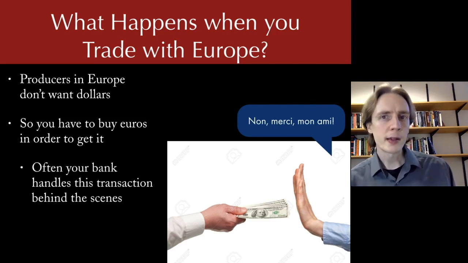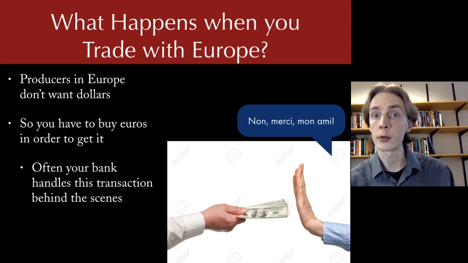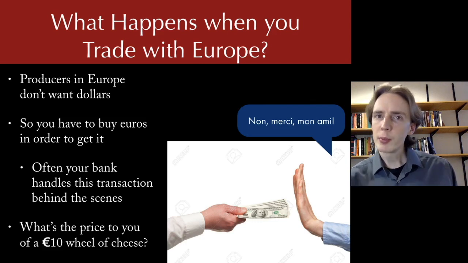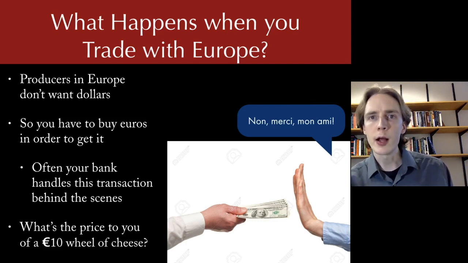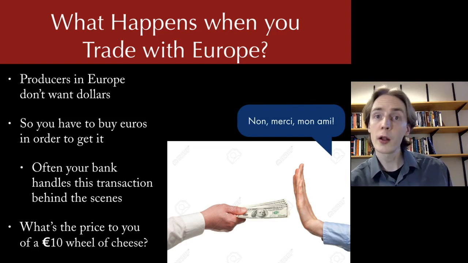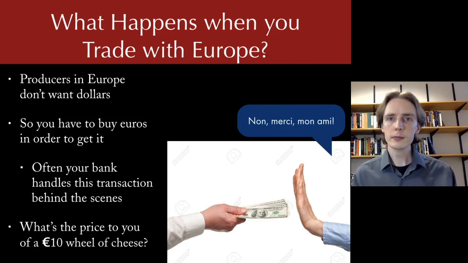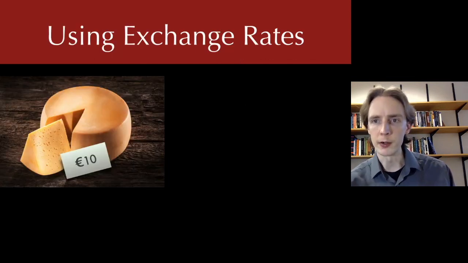So very often this is kind of transparent to you, but this is happening behind the scenes when you purchase something from abroad with your debit card, for example. Your bank is going to be exchanging currency behind the scenes for you. So that being the case, you're going to want to know how many euros can you get for $1? And how much would it cost you in terms of dollars to buy something whose price is expressed in euros? So let me give you a few examples here.